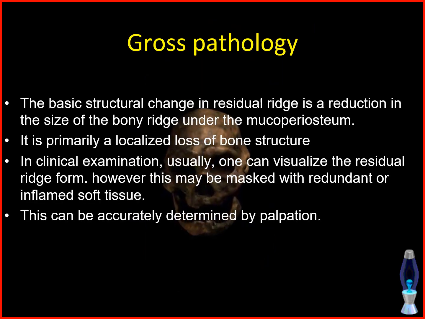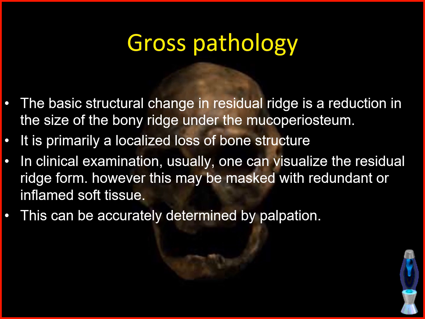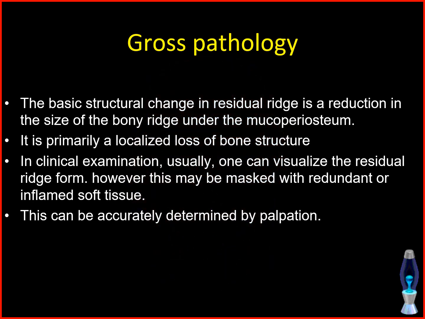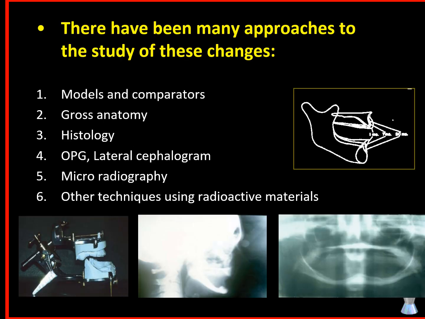When you look at the structure of the residual bone, there will be a change in the residual ridge height and also the size of the bony ridge under the mucoperiosteum, which is primarily localized. Under clinical examination, we can visualize the residual ridge form. However, this may be masked by reddened or inflamed soft tissue, so it can be determined by the palpation method.